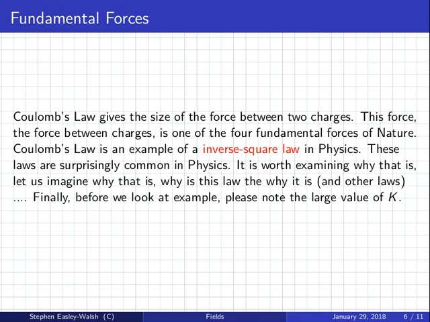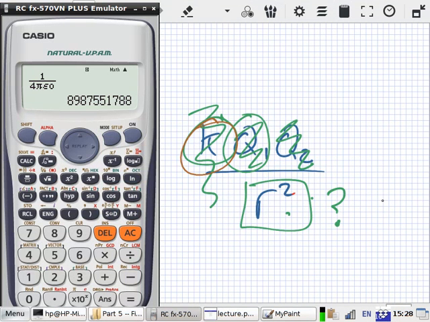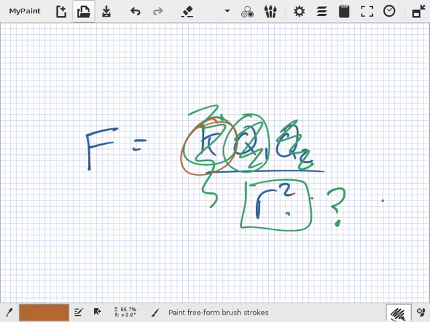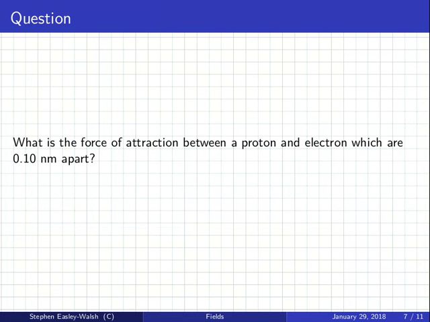Yes, I already looked at an example. Before I continue, I want you to notice the K is very large. That will be important later. Okay. Here's a very simple one I want you to try. You have a proton, you have an electron. They're 0.1 nanometers apart. What's the force? Use Coulomb's law. Give me the force.